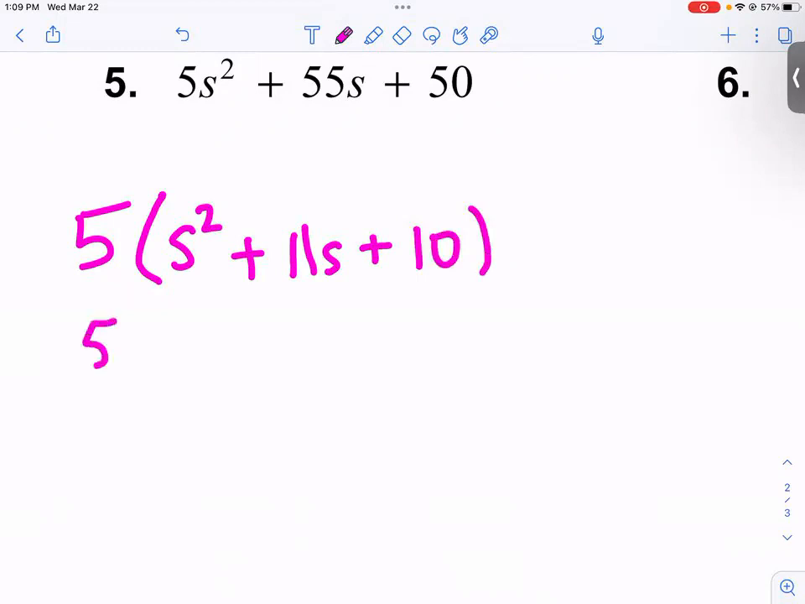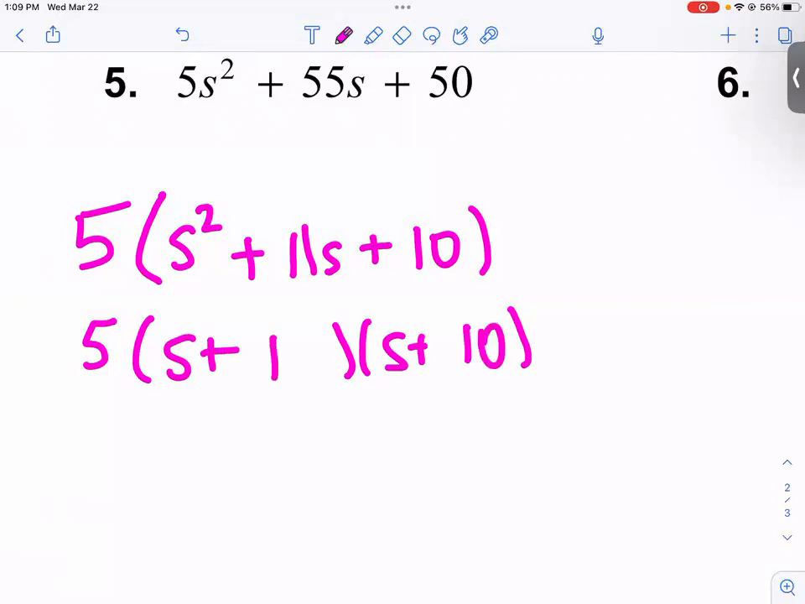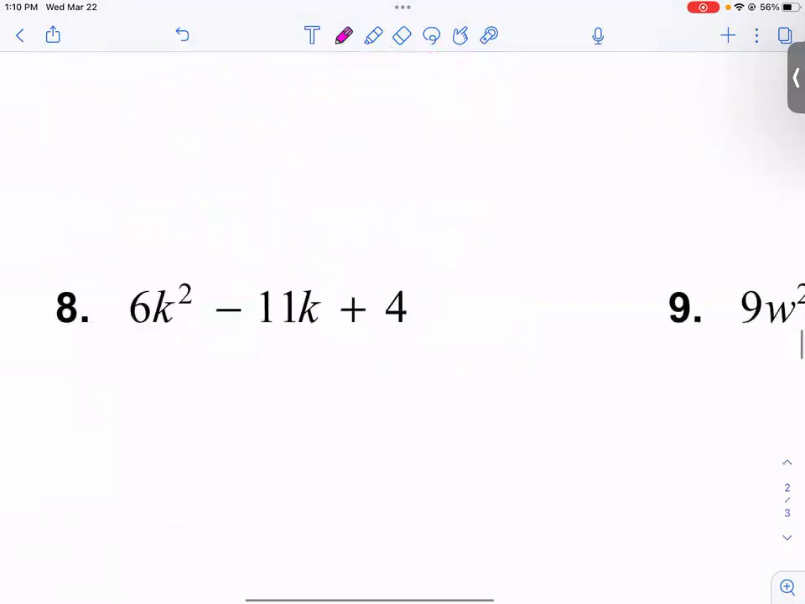Andrew, when we go to factor this, what's going to be true about our two numbers here and here? They're both positive. Since this is a positive and this is a positive, both of our numbers are going to be positive. Amelia, what are they? 1 times 10 equals 10. 1 plus 10 equals 11. Okay, so this feels nice. We're going to look at number 6.